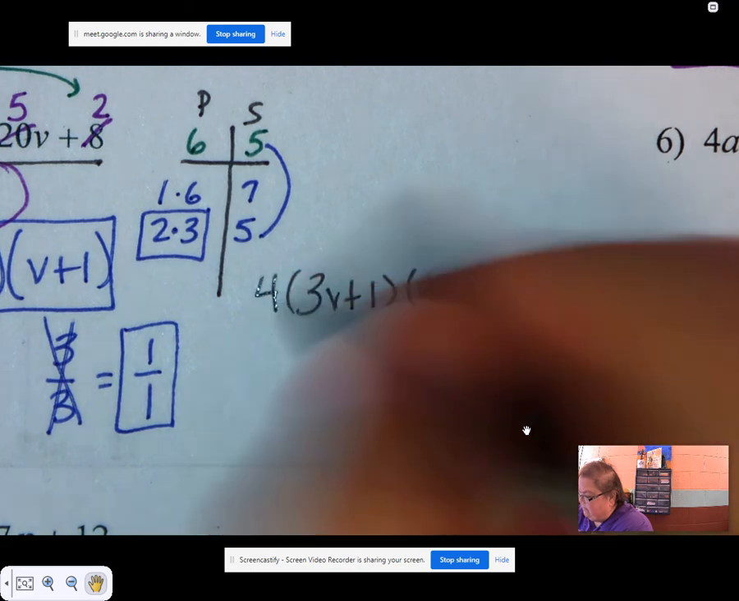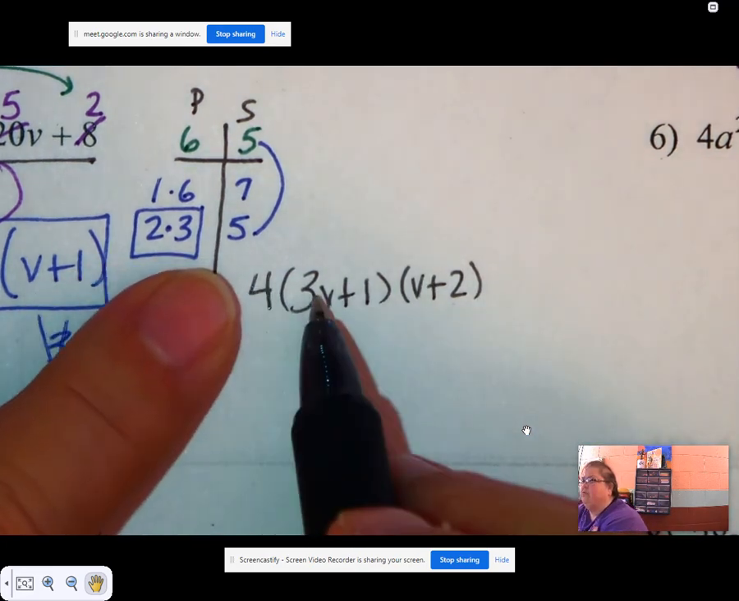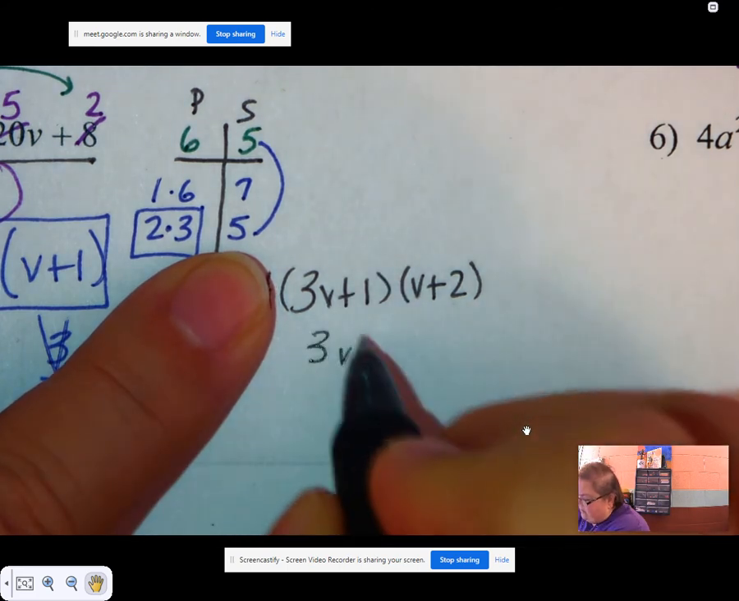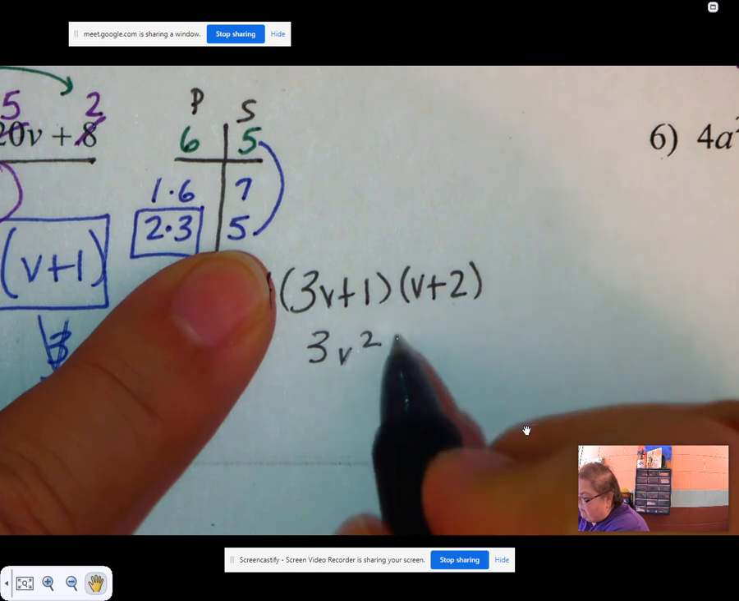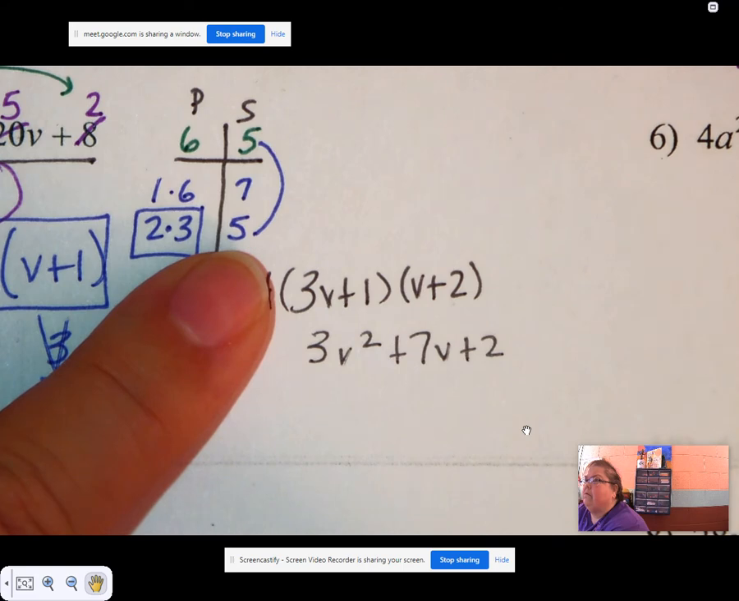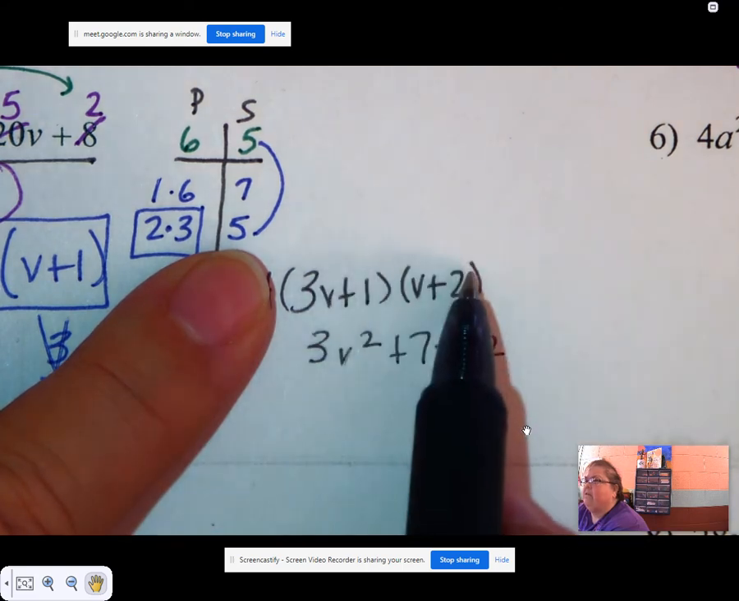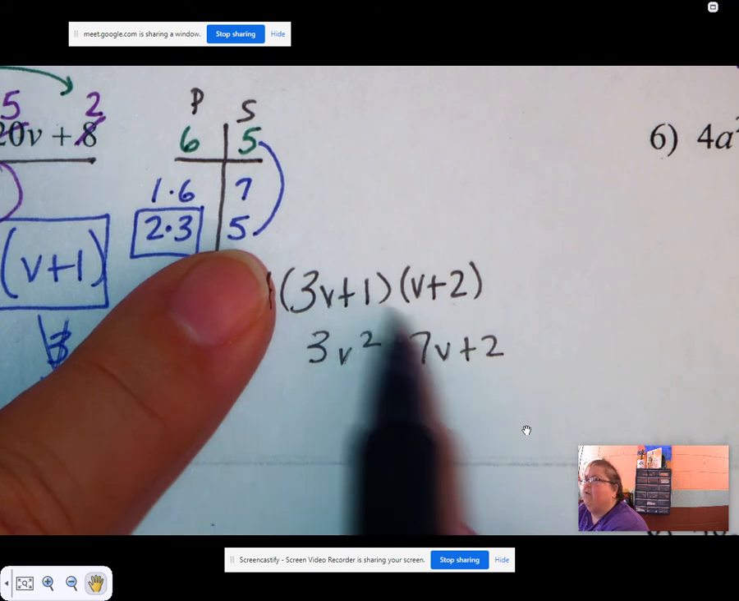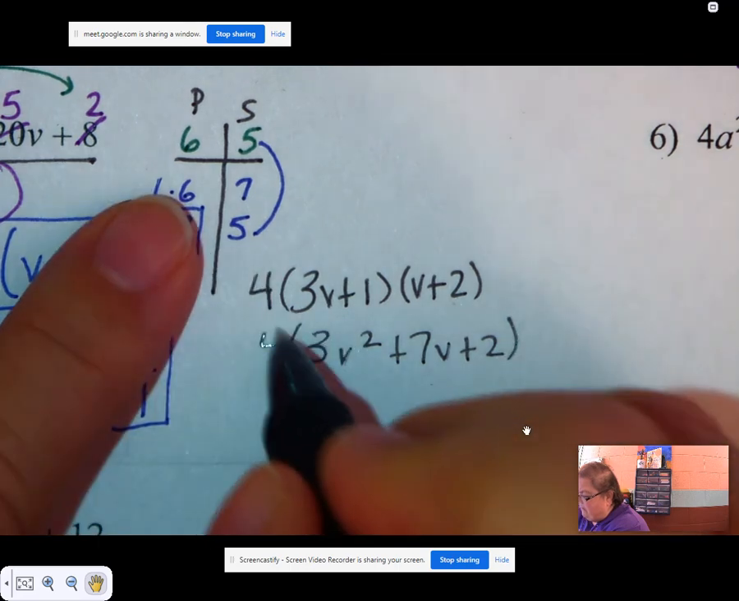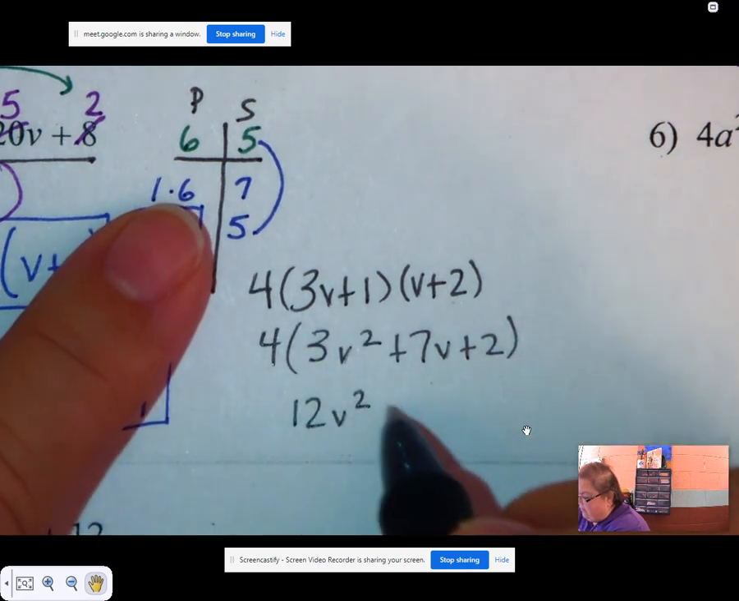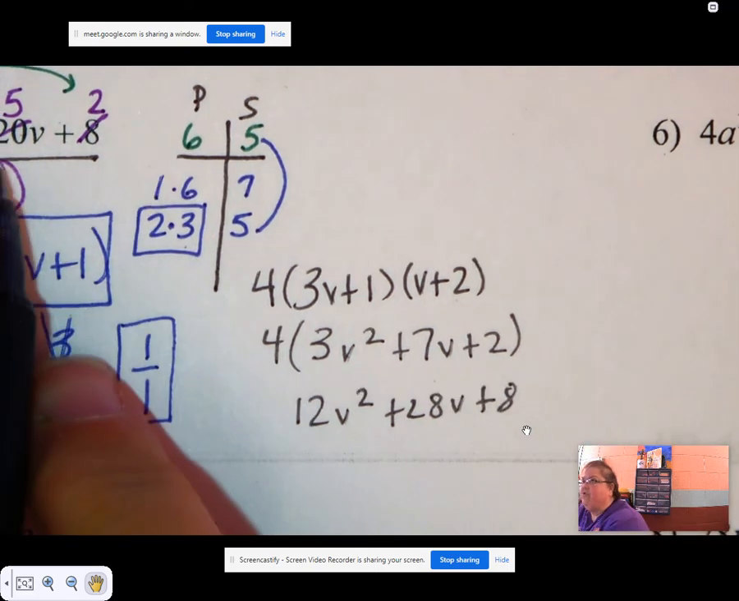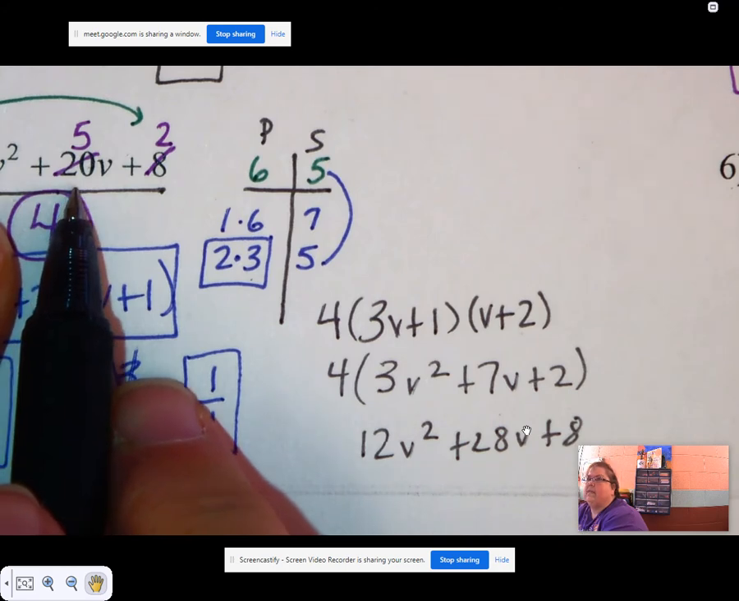Okay. So here's what I would get. I would distribute, let me do it this way. 3b squared, 6 plus 1, 7b plus 2. Right? 6b plus 1b is 7b. 1 times 2 is 2. And then I would multiply that by the 4. 12b squared plus 28b plus 8. Is that what we started with? It is?